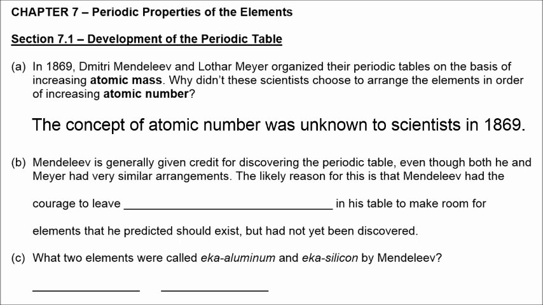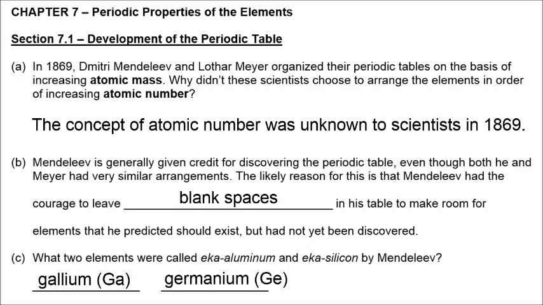Mendeleev is generally given credit for discovering the periodic table, even though he and Meyer had very similar arrangements. The likely reason for this is that Mendeleev had the courage to leave blank spaces in his table to make room for elements that he predicted should exist but had not yet been discovered. Two elements that were called Eka aluminum and Eka silicon are located directly underneath aluminum and silicon on the periodic table. So underneath aluminum is gallium, underneath silicon is germanium.